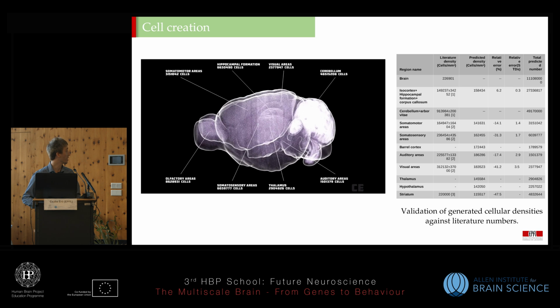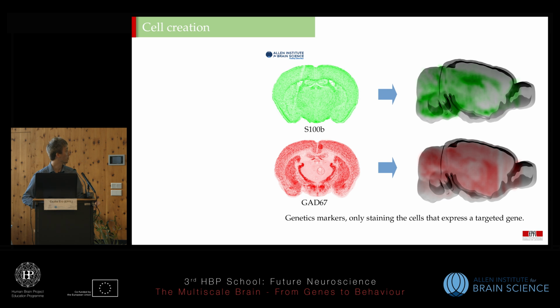At this point, we have an entire brain full of cells, but the problem is that these are only cells, so we don't even know if they're glial cells or neurons. So we looked at these data sets, which are the genetic markers from the Allen brain. I'm not going to go through the explanation too much, because I guess you guys had the tutorial yesterday on this, or before that. But essentially, each genetic marker stains a certain cell type which expresses a certain gene.